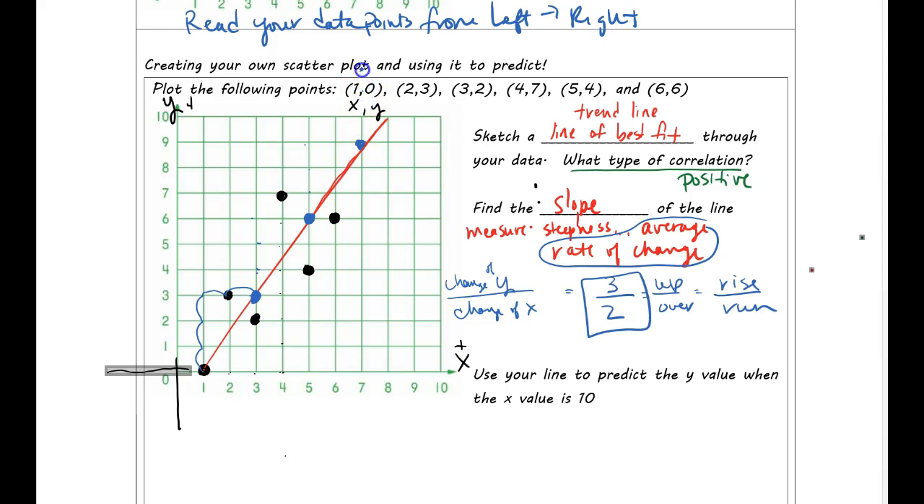Now I realize that that's off the grid, but you could at least do this to keep your line going a little bit. Now why would you want to keep your line going? Well, read right here.